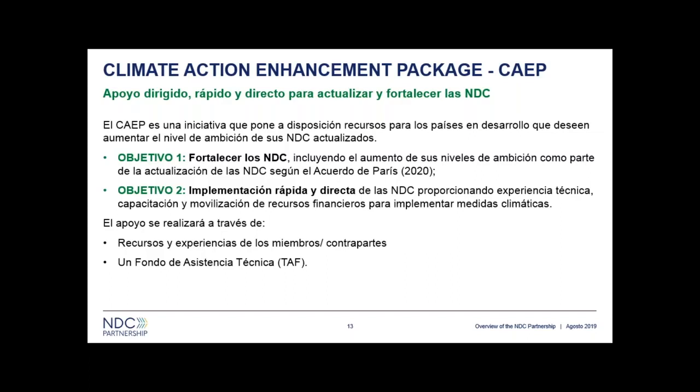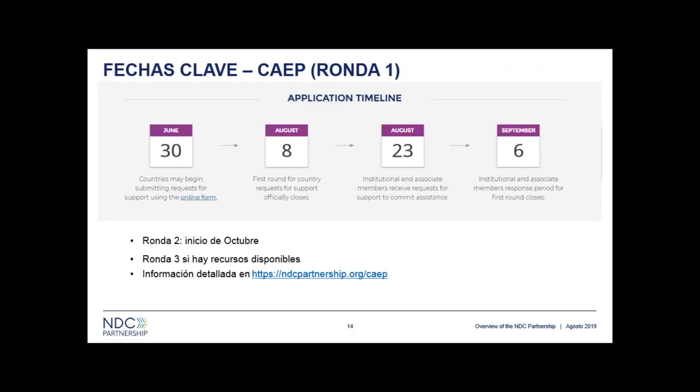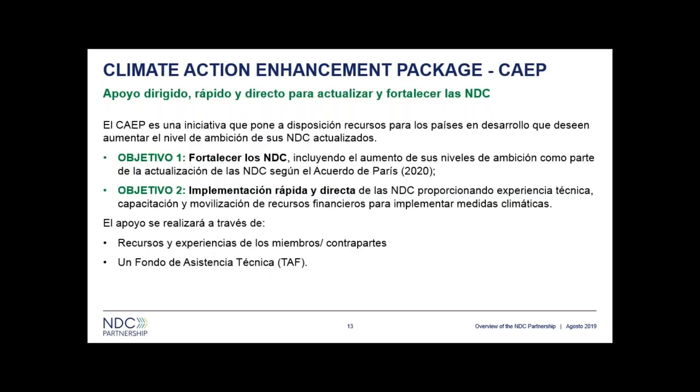¿Cómo funciona el programa? A través de 2 bolsas de recursos. La primera está en el pool de las organizaciones que forman parte de la NDC Partnership. Va a haber apoyo que viene directamente de las agencias implementadoras y de los donantes que quieren apoyar a los países que presentan una solicitud al CAP, y un fondo de asistencia técnica del cual se van a proporcionar recursos adicionales a los de esos miembros, en caso de que sean necesarios para cubrir las necesidades que los países están solicitando bajo este programa. Siguiente, por favor.